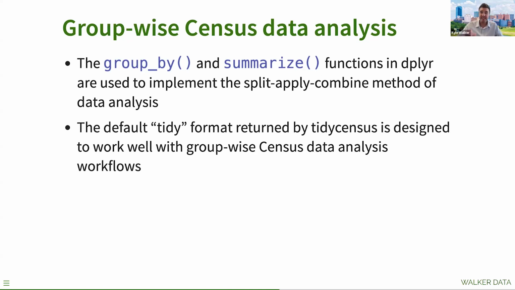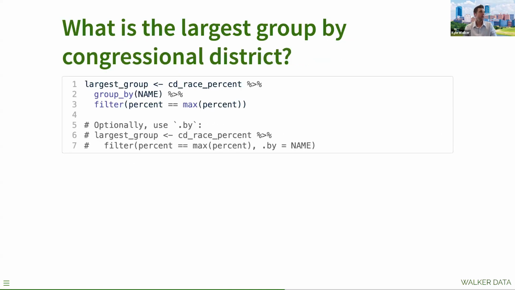I mean, you think about identifying some salient group in your data, splitting your data set based on unique values in that group into different groups, applying some function to each of those groups, and then reassembling the results, combining the results back together to make comparisons. So how does this work? So let's say we want to know what is the largest group by congressional district.